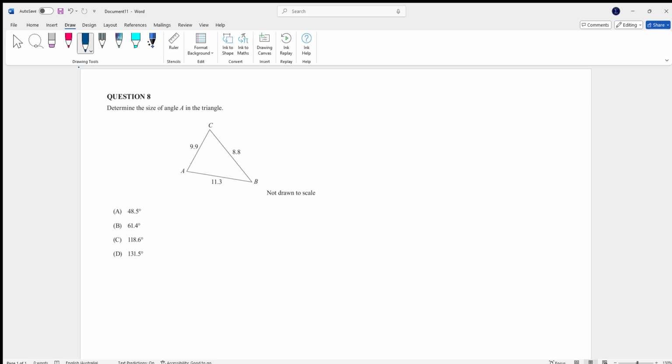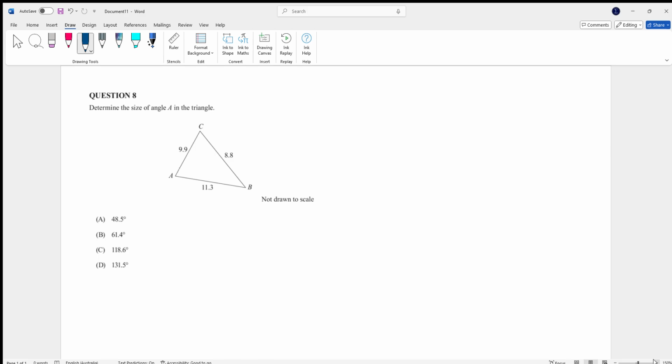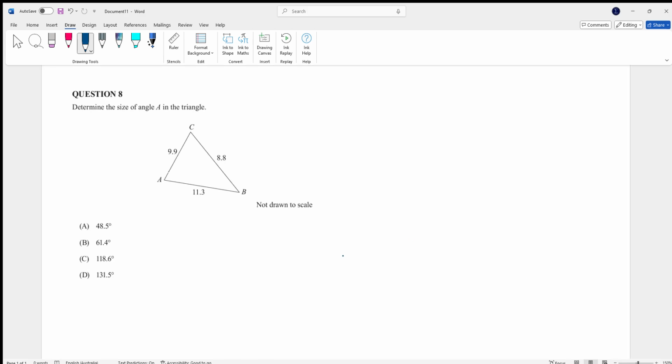Okay. So question 8. Determine the size of angle A in the triangle. So this one here is a pretty easy question. All we need to know is what rule to use. So when you have a triangle, you could use the sine or the cosine rule pretty much. Now, if you have 3 sides and no angles, it's best to use the cosine rule because it has all the sides and an angle.